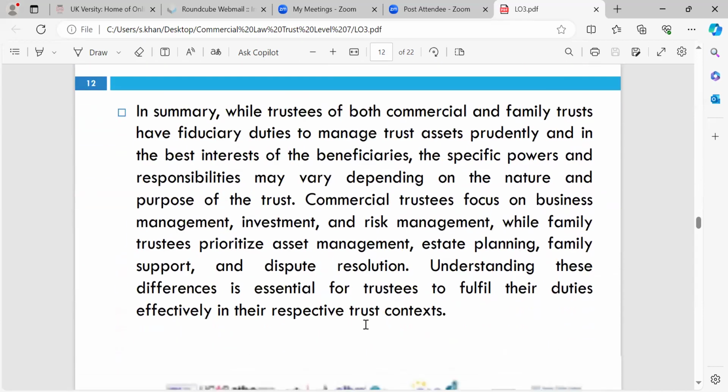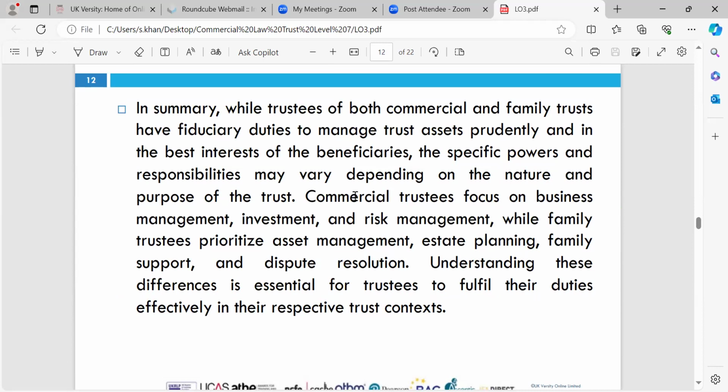So in conclusion, in summary, while trustees of both commercial and family trusts have fiduciary duties to manage trust assets prudently and in the best interests of the beneficiaries, the specific powers and responsibilities may vary depending on the nature and the purpose of the trust. As we mentioned, the differences between them: commercial trust focuses on business management, investment, and risk management, while family trustees prioritize asset management, estate planning, family support, and dispute resolution. So understanding these differences is essential for trustees to fulfill their duties effectively in their respective trust contexts.